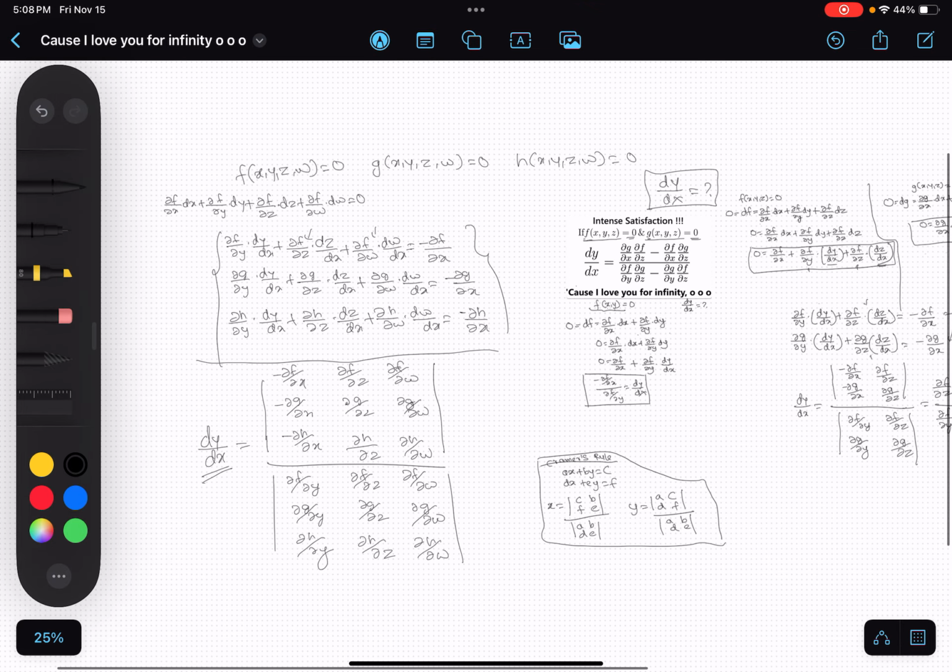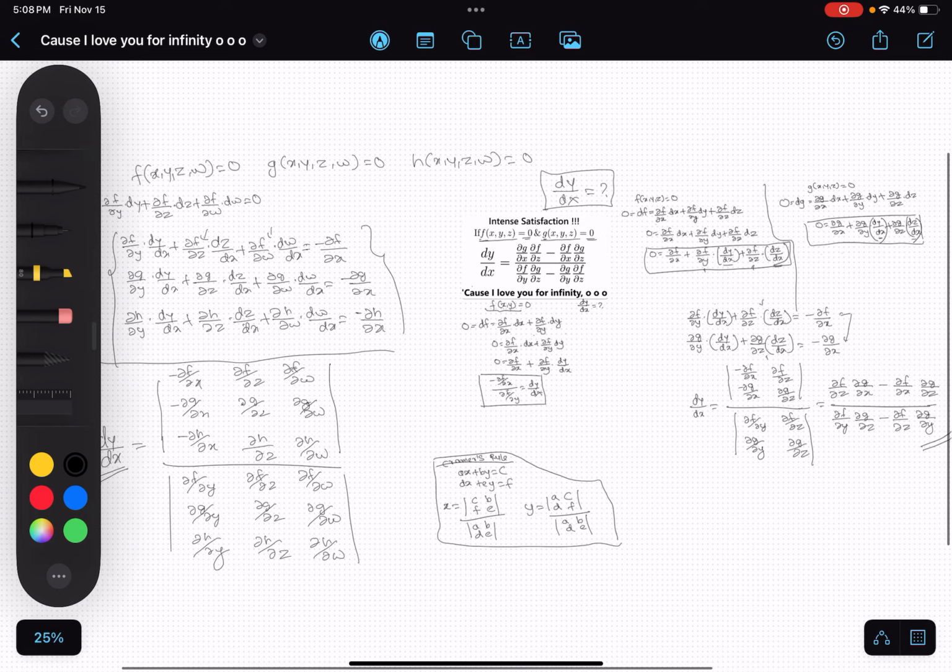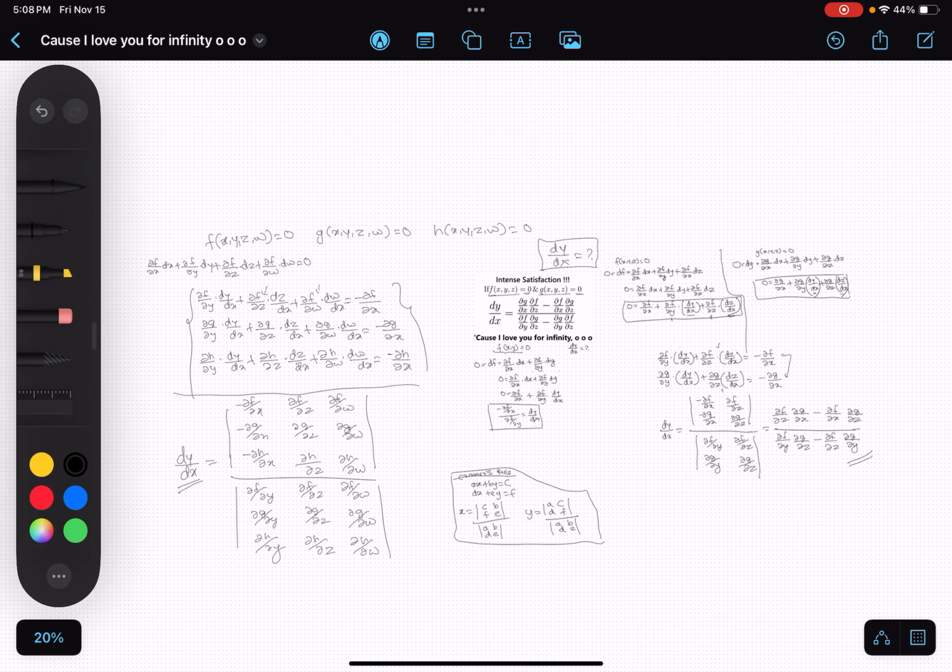You also notice that for 2 variables one function was enough, for 3 variables 2 functions were enough, and for 4 variables 3 functions were enough. And this pattern does continue. We need one more variable than the number of functions to find dy by dx. So guys, this is how we do it for any general case.